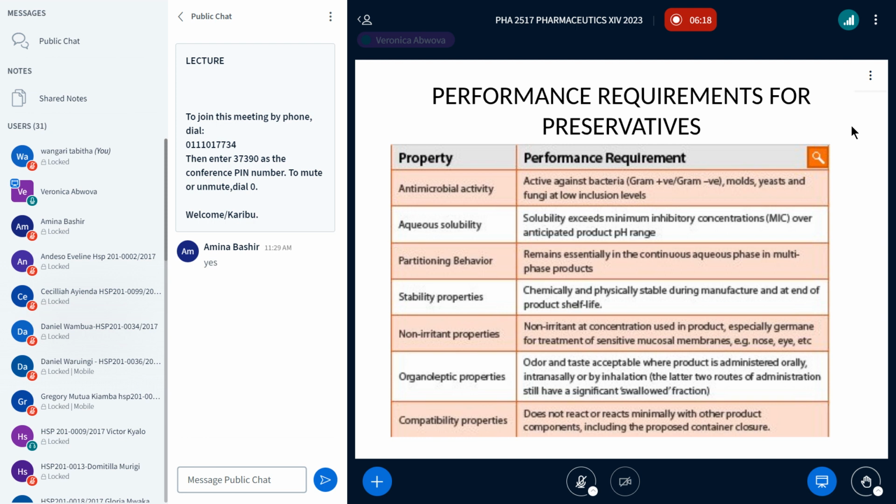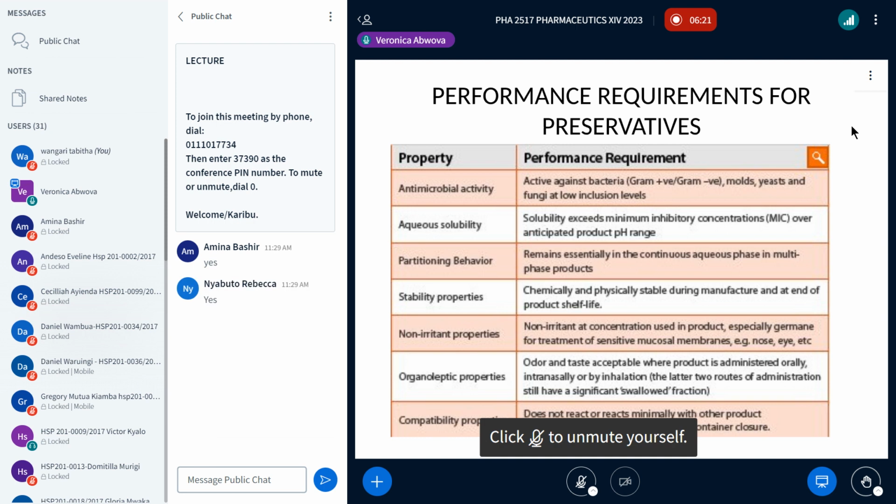Amina, why is that? Because of the nasolacrimal drainage. Okay. Yes. So again, remember, in this case we are looking at characteristics that can be tasted, smelled, and all that. You want them to be very comfortable for your patient. So again, that is why we are looking at all this.